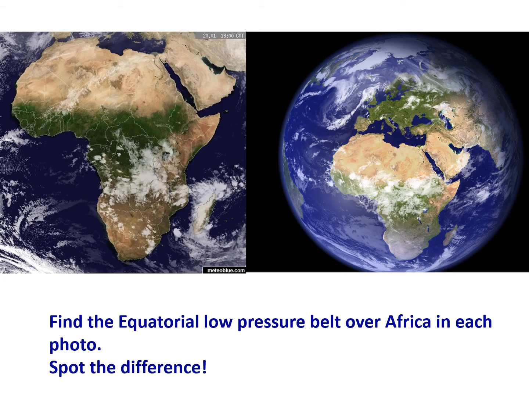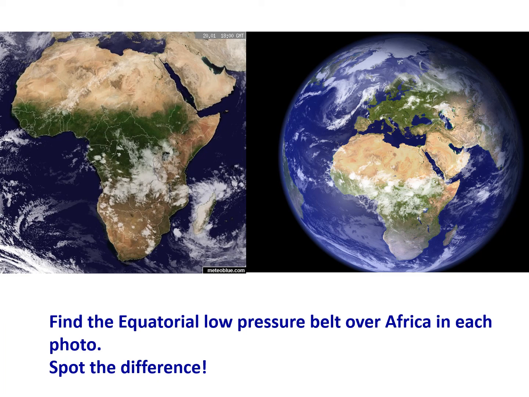As an extension task, have a look at these 2 satellite photographs. Both have got Africa in them, and you can see the equatorial low pressure belt, that rain belt, that band of clouds across Africa, but it's in different places. So in the left-hand satellite, that rain band, that cloud band, is much further south than in the right-hand satellite photograph, and that's because it's taken at different times of year.